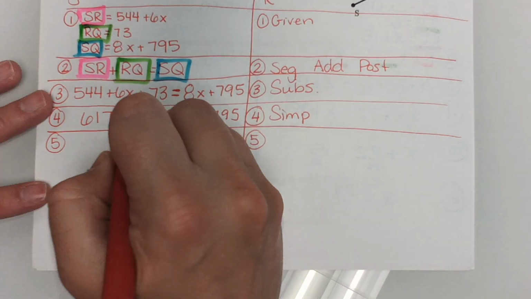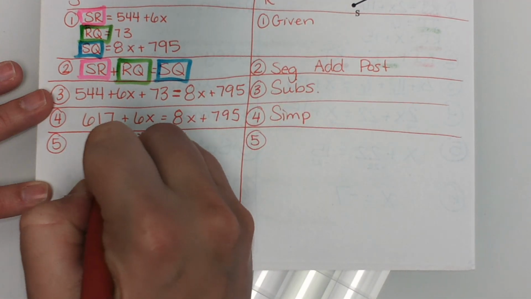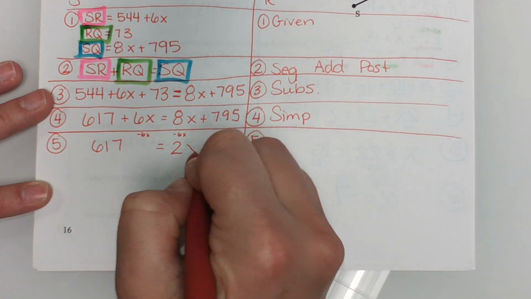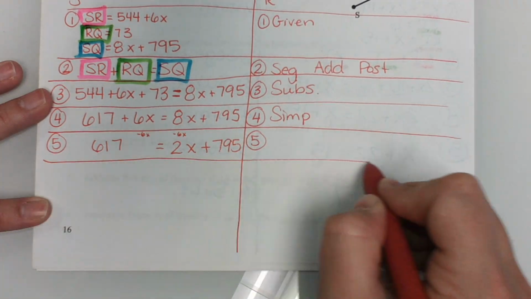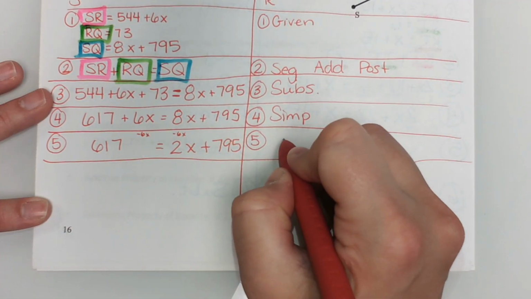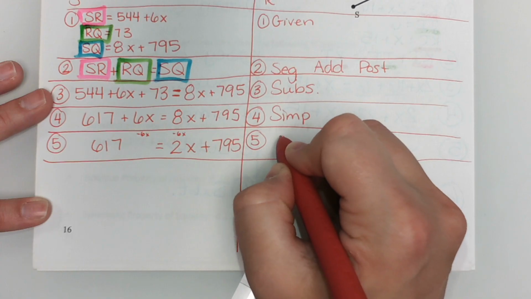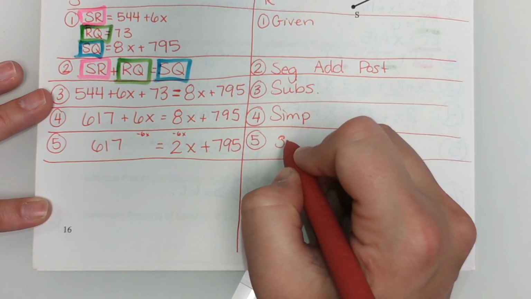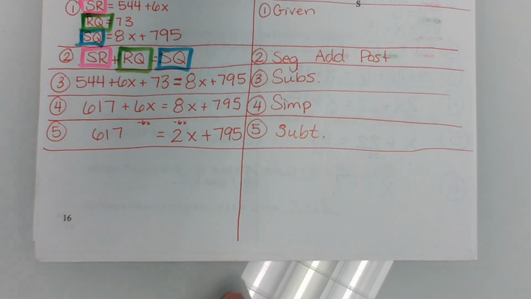Yeah, minus 6x is what I would prefer. 617 equals 2x plus 795. We don't call it minus, we call it what, y'all? Minus is also known as subtraction, S-U-B-T.